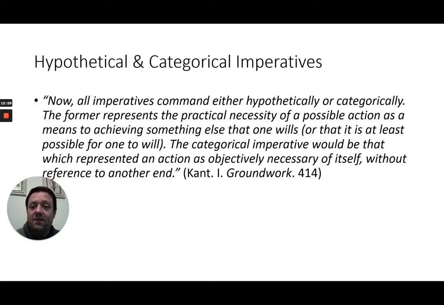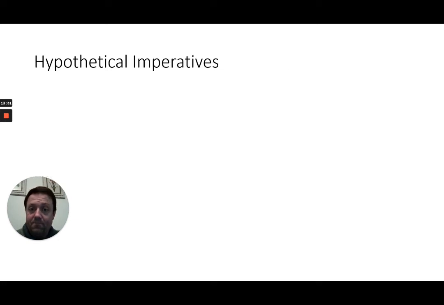Just to give you a quote here from Kant: all imperatives command either hypothetically or categorically. The former represents the practical necessity of a possible action as a means to achieving something else that one wills, or it is at least possible for one to will. The categorical imperative would be that which represented an action as objectively necessary of itself without reference to another end. In other words, the categorical imperative does not rely on any means for its realization.